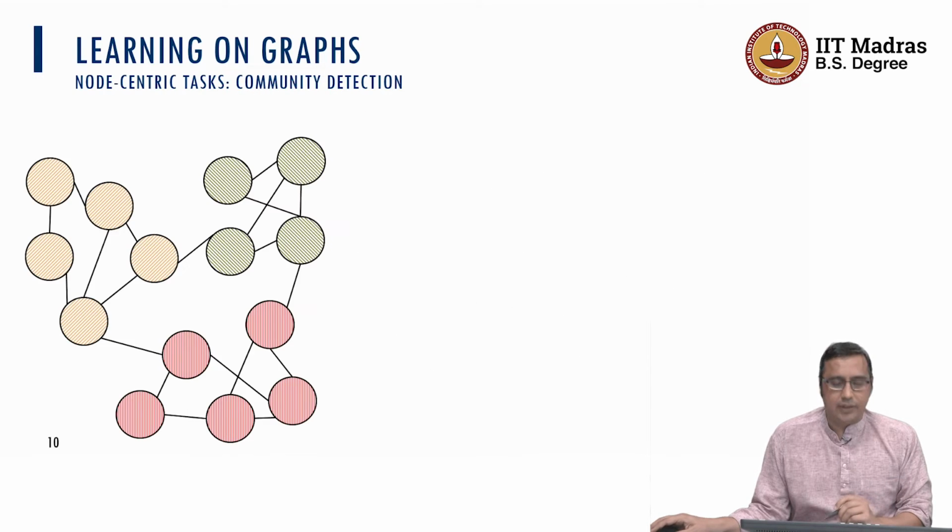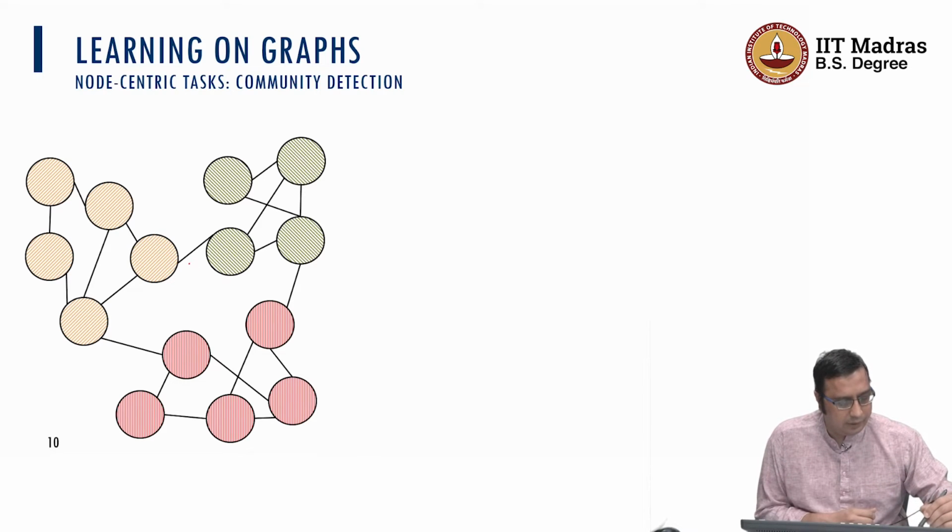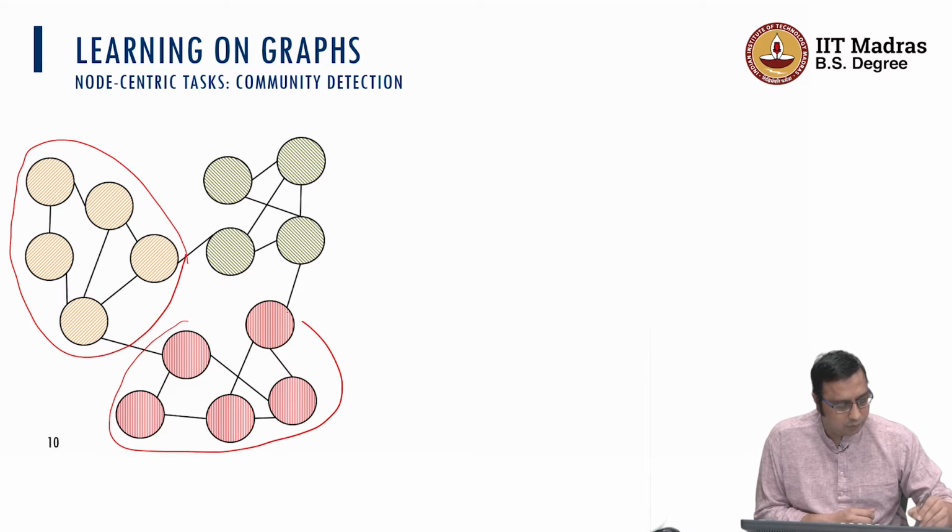Third one is the interesting node-based task called the community detection task. If you look at this particular graph, I can actually create clusters of these three types of communities.